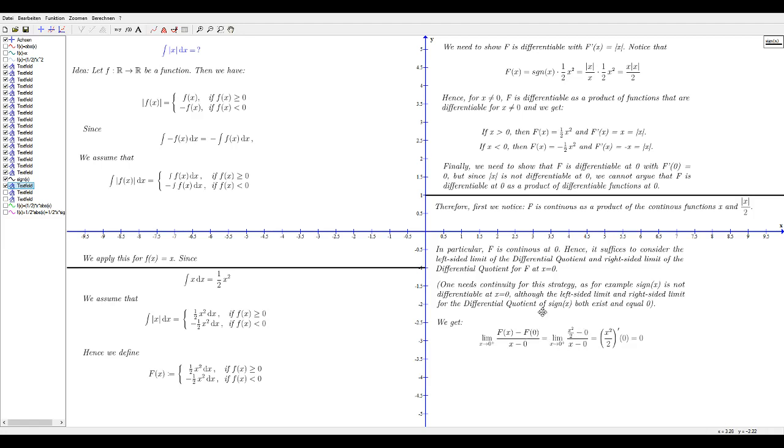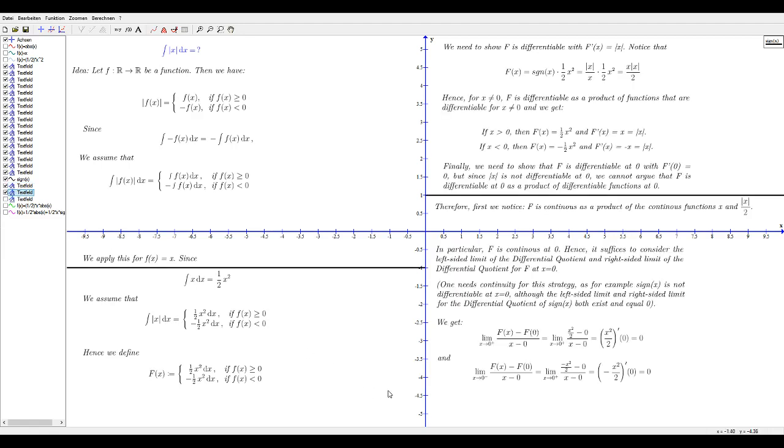Why is that? Well, because we are now approaching 0 from the right, which means we are always bigger than 0. And if x is greater than 0, then capital F of x is just always equal to 1/2 x squared. So we can just plug 1/2 x squared here, and this limit is really just the derivative of x squared divided by 2 evaluated at 0, which I've noted here as x squared divided by 2 prime evaluated at 0, and that's equal to 0.